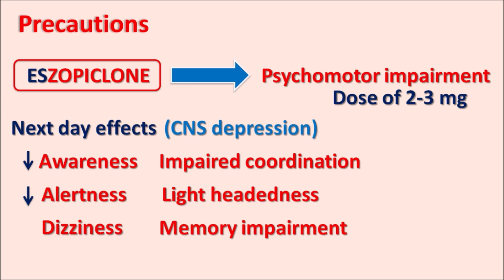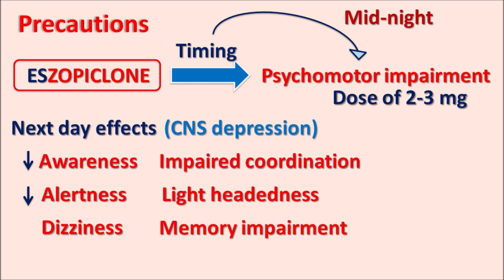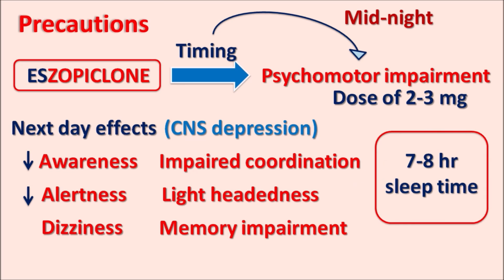Not only with the dose, this impairment is also associated with the timing of the drug. This drug should be given at bedtime, but when it is given at midnight, it can produce some psychomotor impairment. That's why this drug should be given to patients who have a sleep cycle of 7 to 8 hours, so that this drug cannot produce any next day effects.